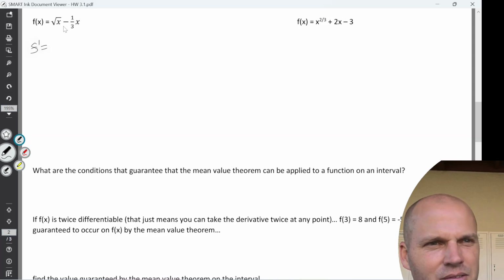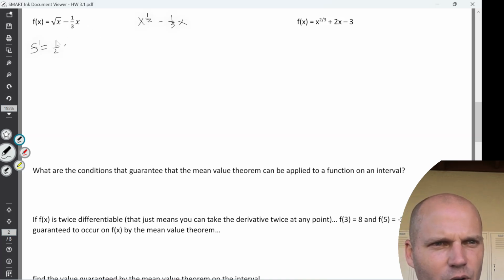Okay, nice. He understood. We have x to the 1/2 minus 1/3 x. We will take the slope of x to the 1/2, and we have 1/2 x to the negative 1/2.